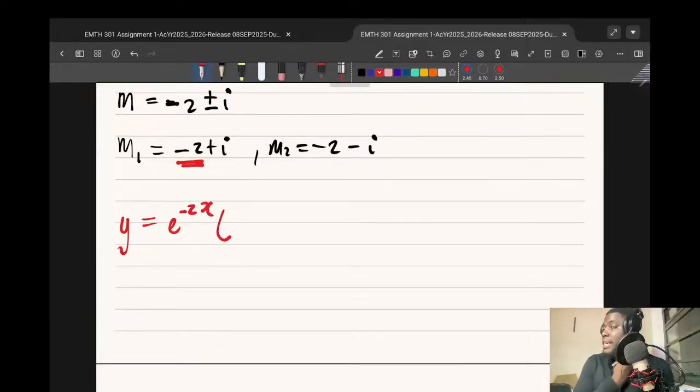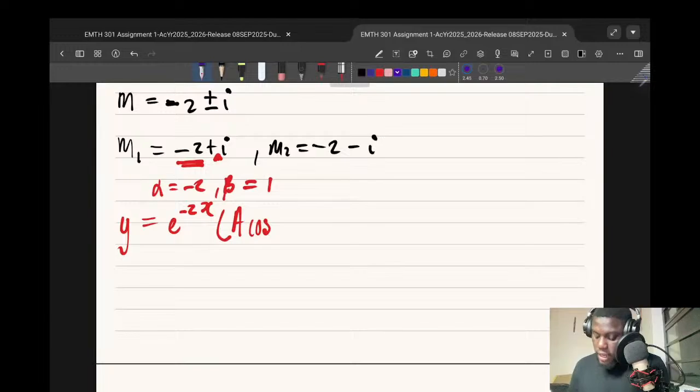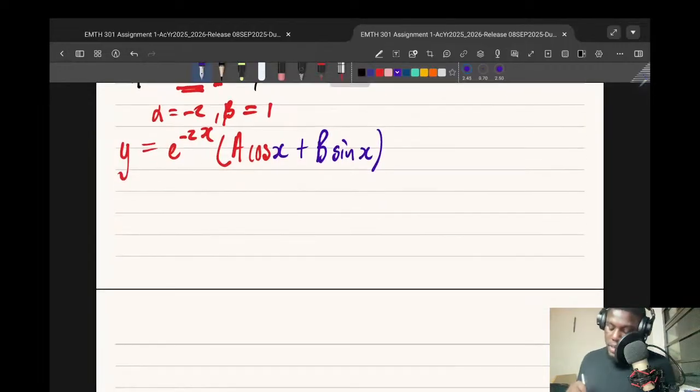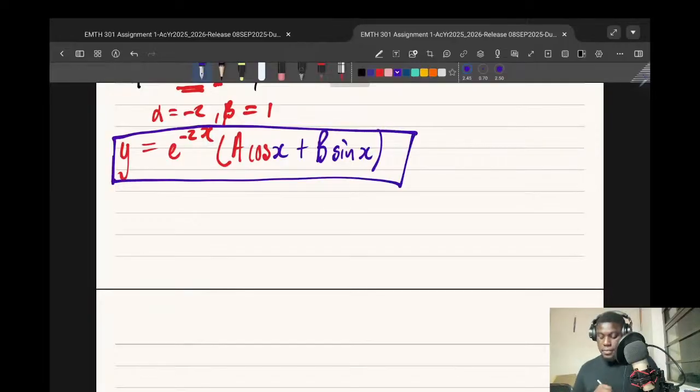Then we go inside. We are now going to say a cos beta x. Beta is the number in here. So you could have said alpha is equal to negative 2 and beta is going to be the number before i, which in this case is 1. So it's a cos alpha x plus b sine beta x, which is just b sine 1x, which is just x. Once you have it like this, here is going to be your y. Now you should find your a and your b.